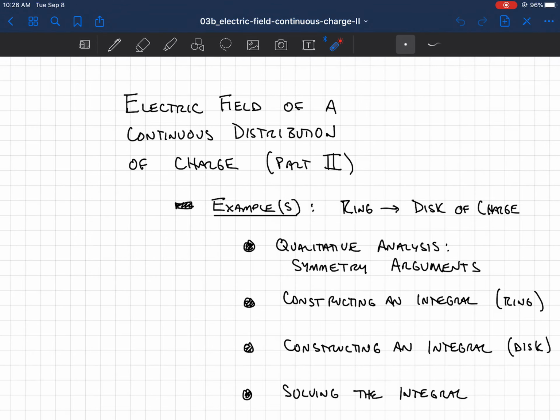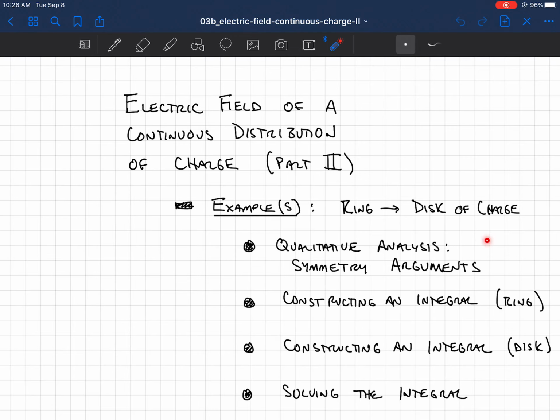This is the second part of the lecture on the electric field of a continuous distribution of charge. We'll deal with an example that is slightly more complicated than the rod that we considered in part one. We're going to look at the disk of charge. And we'll jump right to the example.